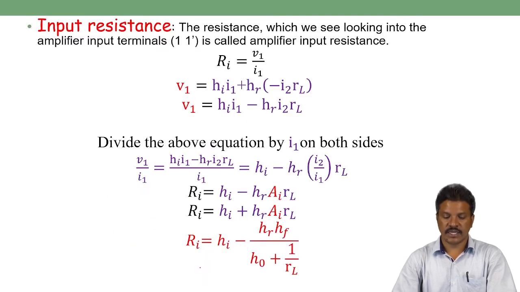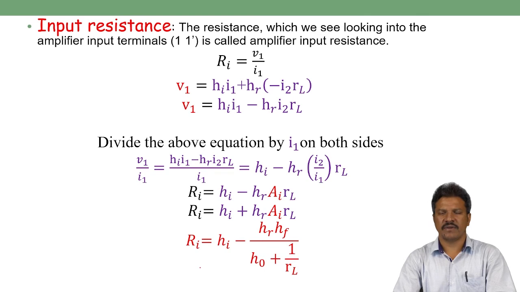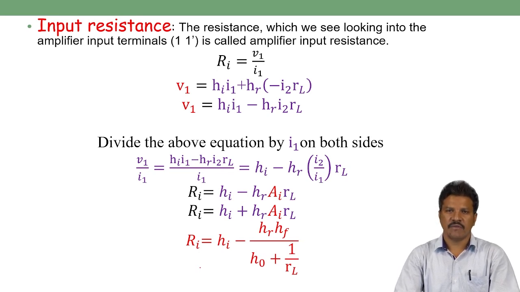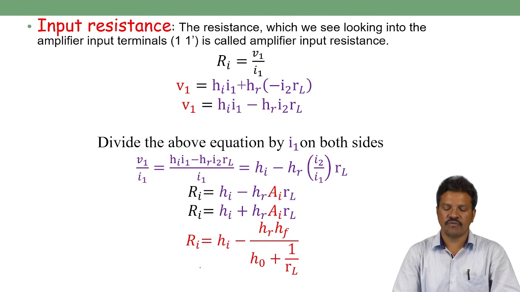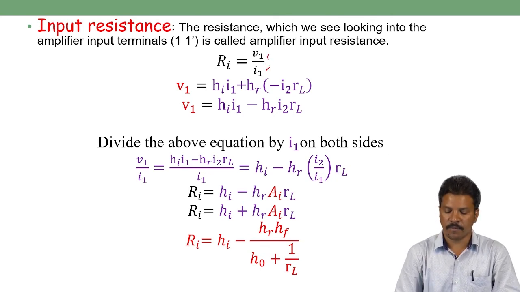And the second one is input resistance. This is one of the important parameters. Input resistance is generally measured at the input side. It is the ratio of input voltage by input current. The resistance which we see looking into the amplifier input terminals 1 and 1 dash is called the amplifier input resistance. When we look into the input port, the input impedance is the ratio of input voltage V1 and input current I1.